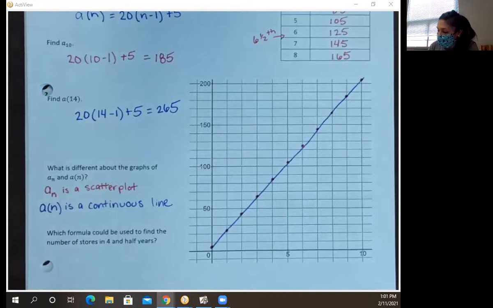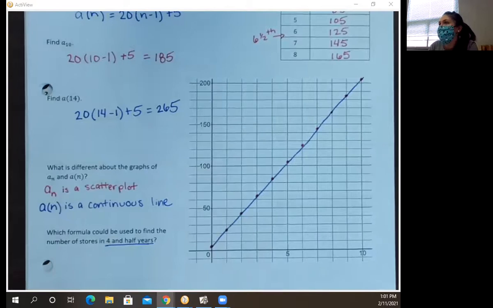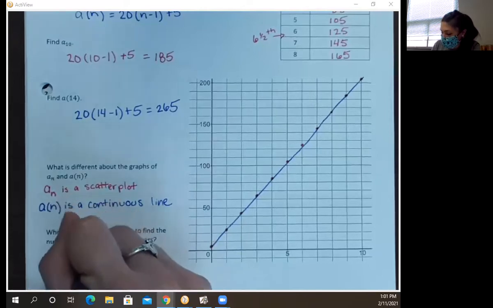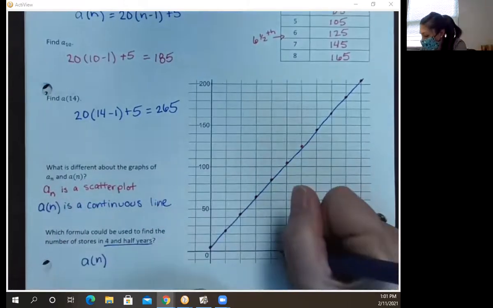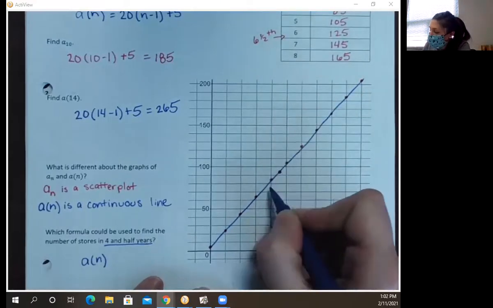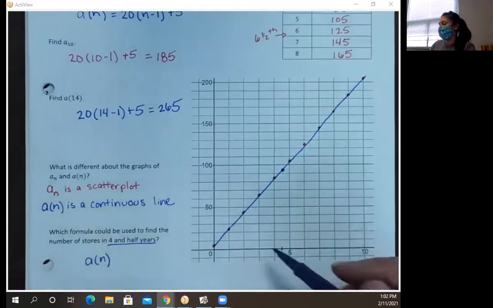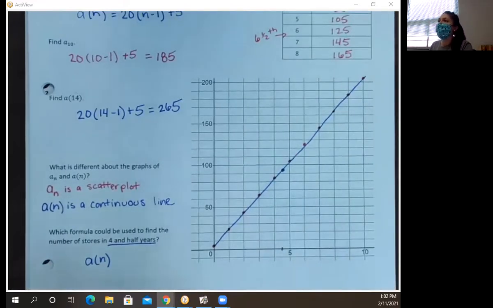So if I wanted to determine how many stores I would have open in 4.5 years, would I want the sequence or the function? I would want the function. If I go to 4.5 years, that's a point on my line, but it's not one of my red dots. It's not one of my scatter plot points. Okay? I would need the function because I need that continuity. That's what fills in those gaps in between for my sequence. Questions for me so far?